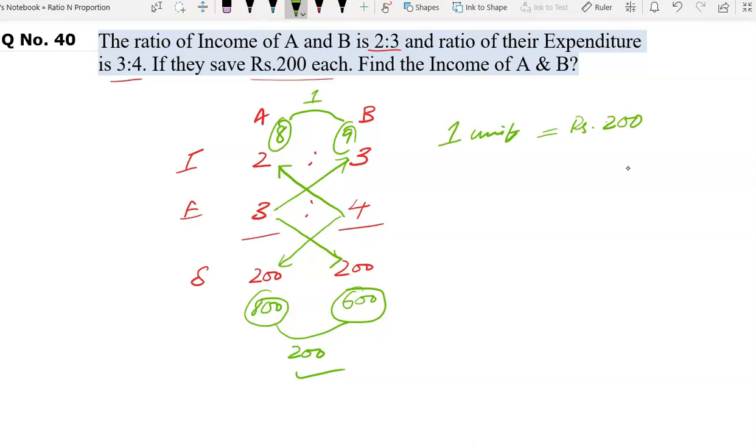So we need to find the income of A and B. Income of A is 2 units. So A will be 2 into 200 will give us 400. Income of B will be how much? 3 units. So 3 into 200, 1 unit is 200. So B is equal to 600 rupees. So this is our answer.